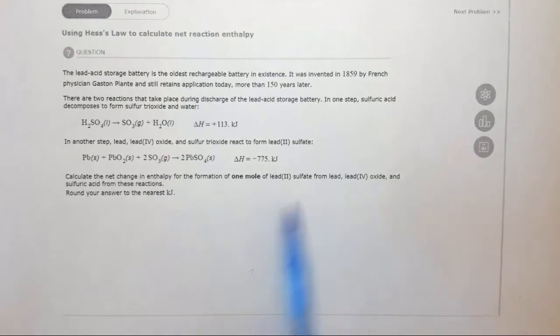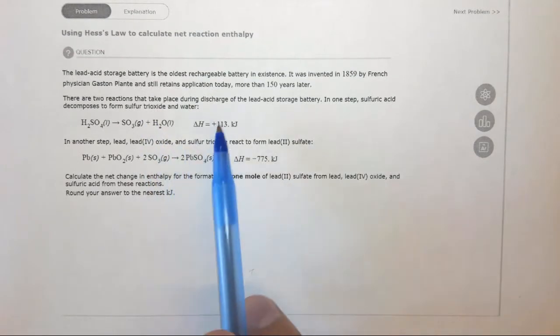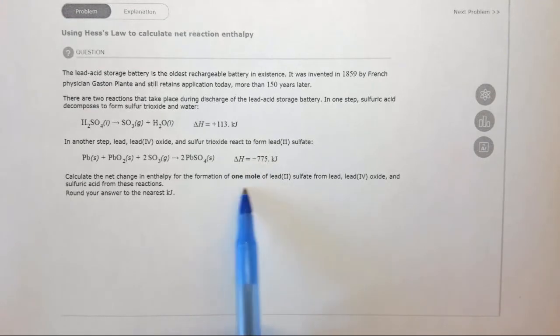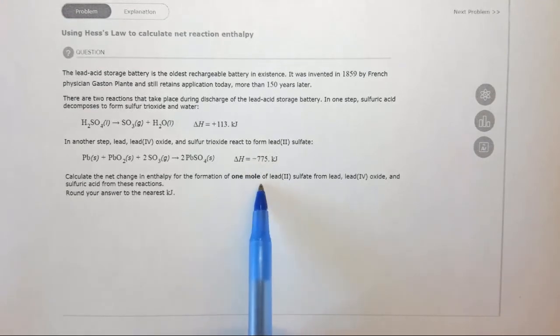In order to do this, we need to add these two equations together, and if we add the two equations together, we can add their enthalpies together and figure out the enthalpy of the overall reaction. We can then convert it to find the enthalpy of 1 mole of the lead 2 sulfate. So we're going to have to go ahead and do that.